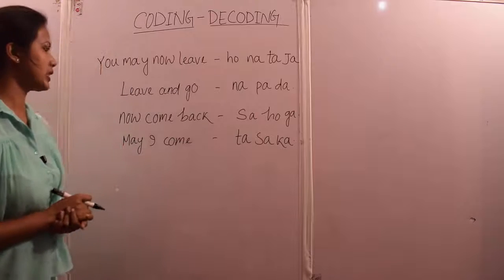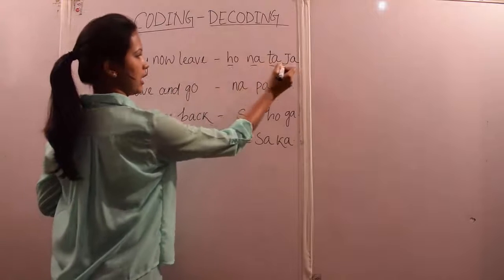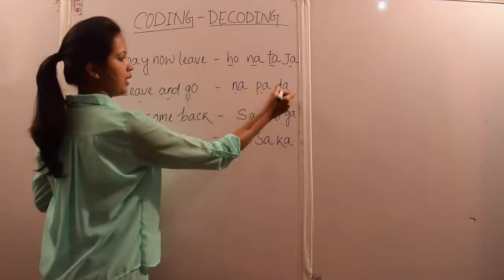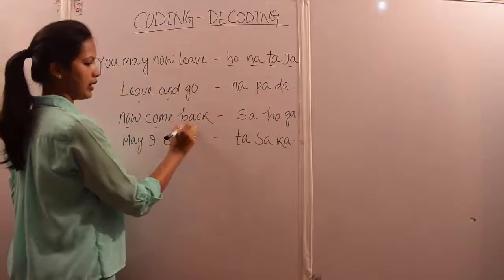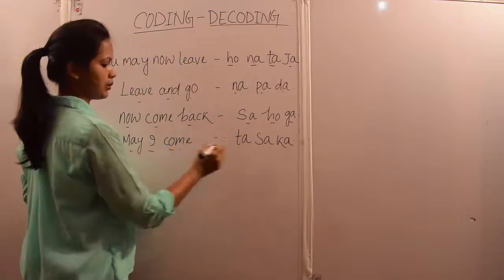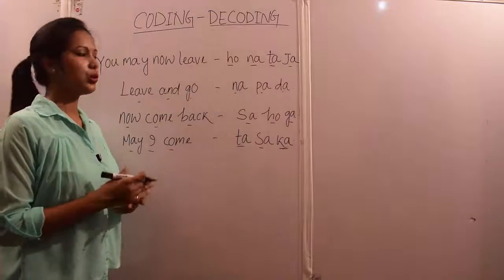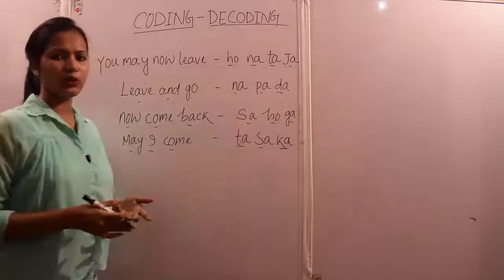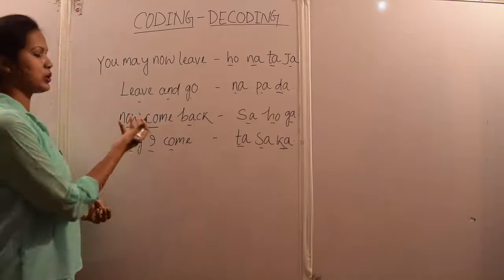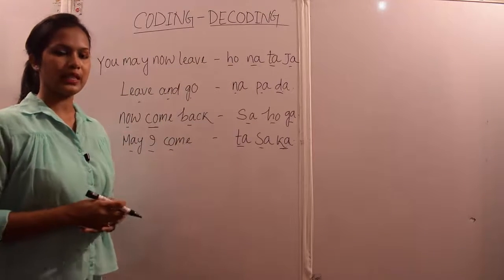For example, the question is given: 'you may now leave' is coded as ho na ta ja. 'Leave and go' is coded as na pa da. 'Now come back' is coded as sa ho ga. 'May I come' is coded as ta sa ka. Based on this we will find the code for a given word. It may be any question, such as what is the code for come, or for now. So first of all we will solve this problem. Let's see how to solve this.